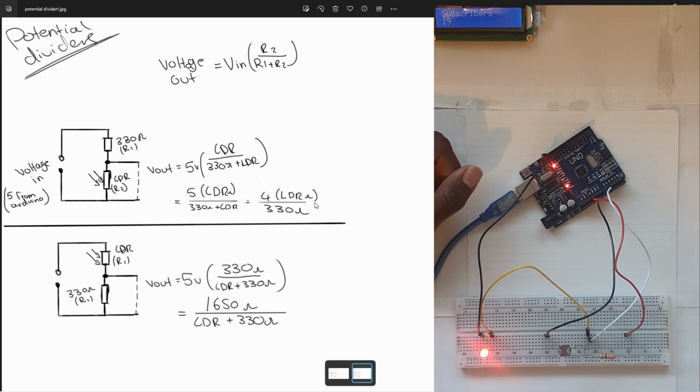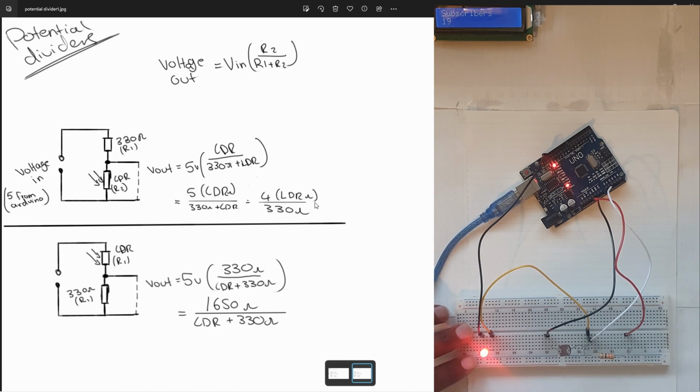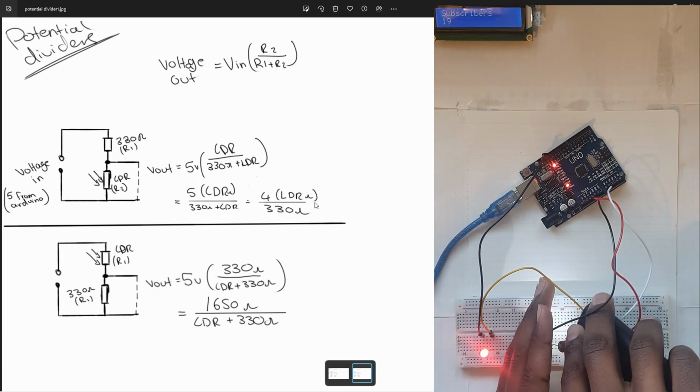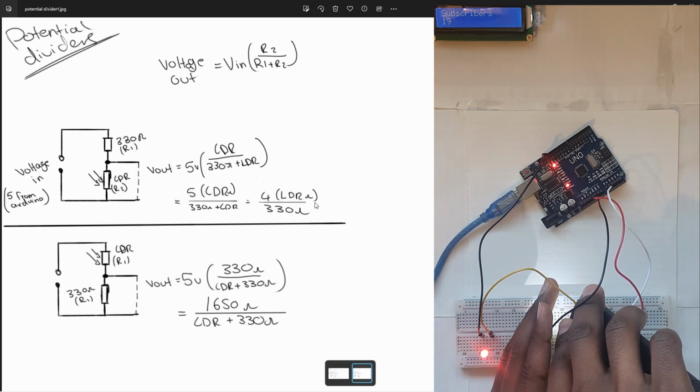So if we were to increase the resistance of the LDR by shining less light, the voltage out would increase. And if you were to shine light onto the LDR and decrease the resistance, the voltage out would then decrease.